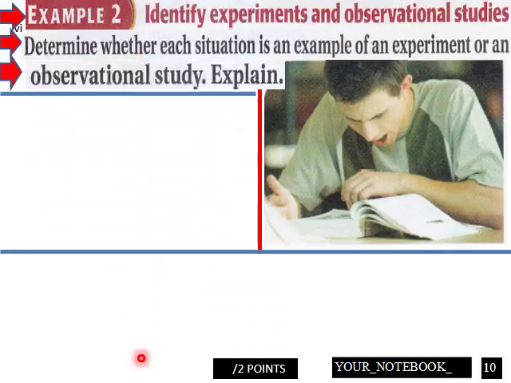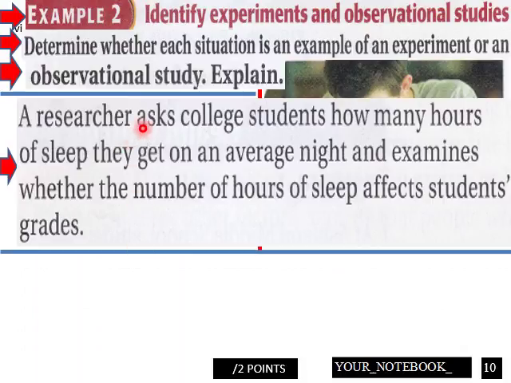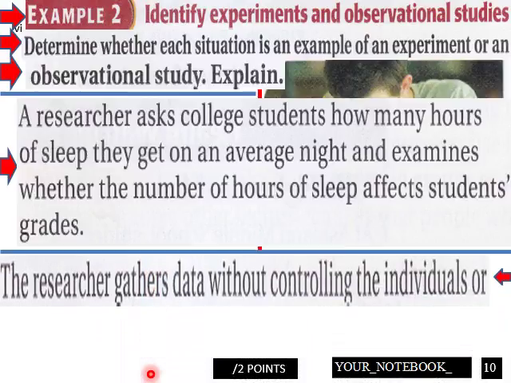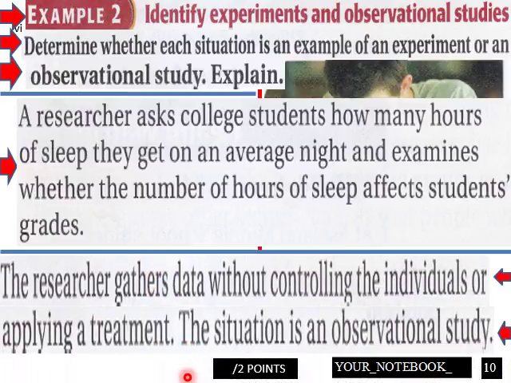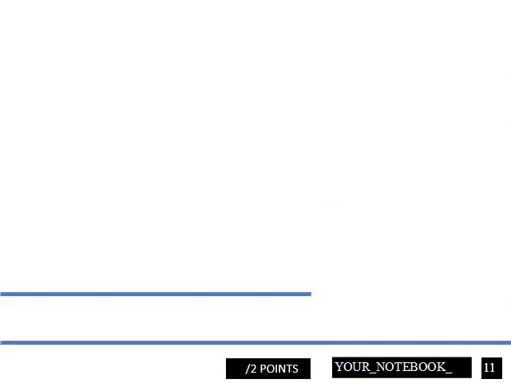Determine whether each situation is an example of an experiment or observational study. Explain. A researcher asks college students how many hours of sleep they get on average per night and examines whether the number of hours of sleep affects students' grades. The researcher gathers data without controlling the individuals or applying treatment to the situation. Observational study.